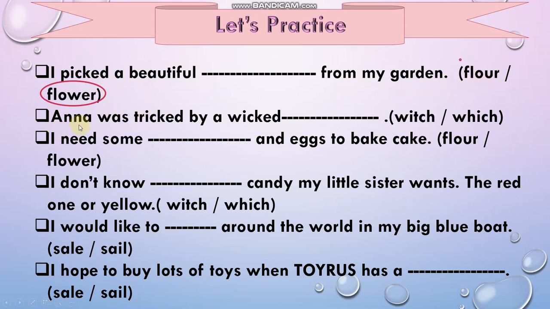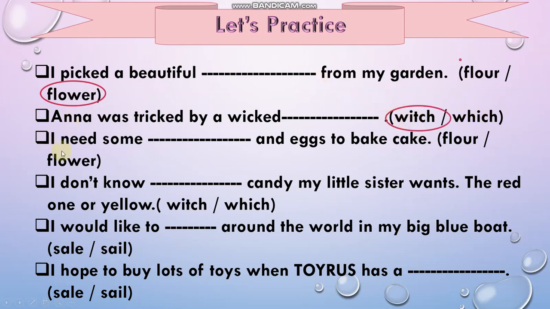Now, next one. Anna was tricked by a wicked dash. By a wicked, should I be using which or which? They both sound the same. They're homophones. So, which one fits here? Which one is the correct word that I need here? She was tricked by a wicked. Does it mean this witch or this witch? Which witch? So, let's see.